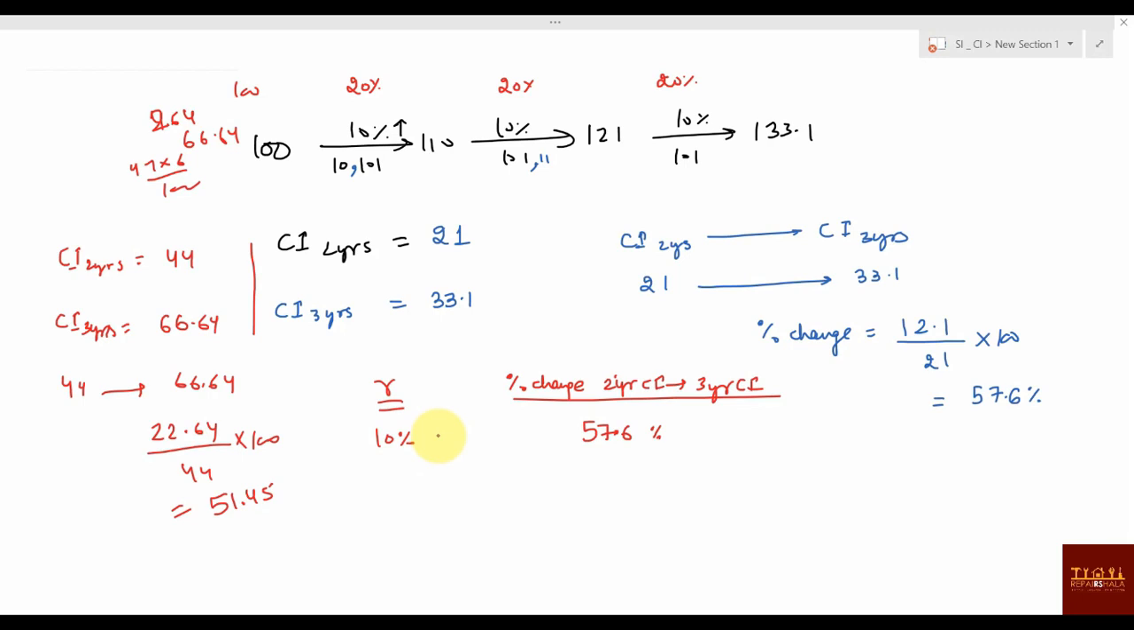Or check everything is correct. This is 44, 64, right? 64 plus 44 into 6, so 24, 264, 100, 2.64. So 66.64, so 44 to 66.64, that is 22.64 by 44 into 100, 51.25. Okay. Now remember one thing.